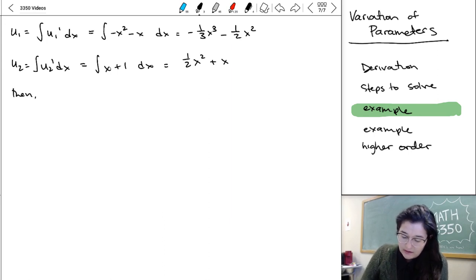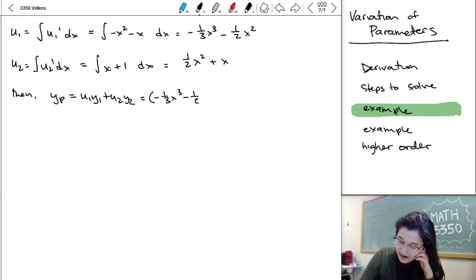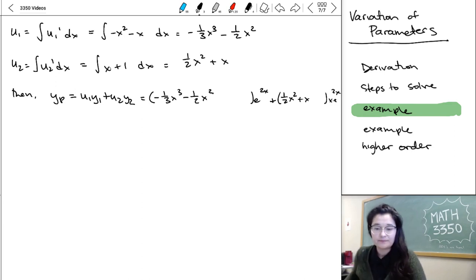Then, y sub p was u1 y1 plus u2 y2. I know u1, u2 now, and I was given y1, y2, so I can plug it all in. I've got u1 is minus 1/3 x cubed minus 1/2 x squared. Again, I'm leaving myself a little bit of space to talk about that constant later. Times e to 2x, and y2 is 1/2 x squared plus x, leaving myself some space, times x e to 2x.